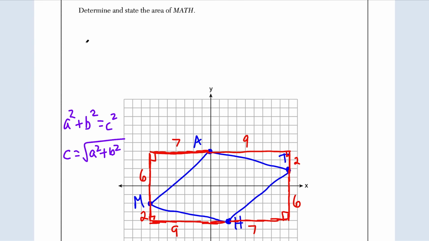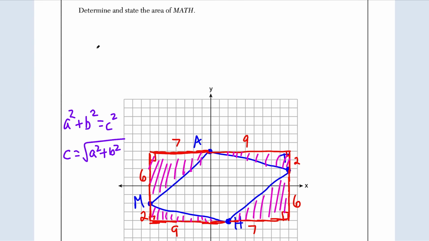So for the last part of this question, we're going to determine and state the area of MATH, which is the rhombus on the inside. So we're going to find the area of this big rectangle, and then we could subtract out the area of these 4 right triangles here. And that's just going to leave us with the area of the rhombus on the inside. So that's a nice way to do this question. There's more ways to do it, but I'm pretty sure this is the easiest way to do this.